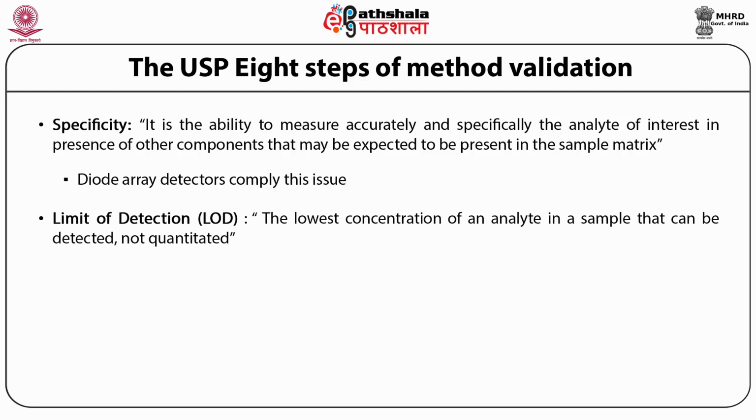Next comes limit of detection. This is often used by analysts, LOD and LOQ. Sometimes they say LLOQ or LLOD. This is the lowest concentration of analyte in a sample that can be detected, not quantified or quantitated. That means your method is capable of detecting something. Usually the rule of thumb is a 3:1 signal to noise ratio. So basically you will be getting a signal as noise without any peak, and when the peak rises to 3 times the noise at the retention time where you are expecting your analytical peak, it is called the limit of detection.